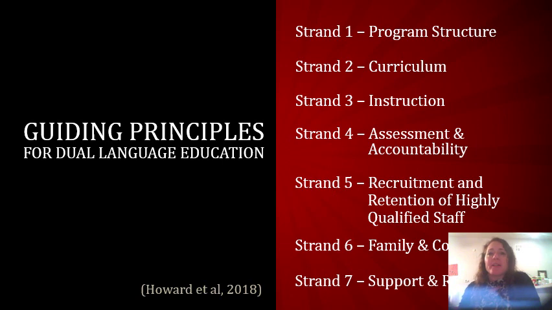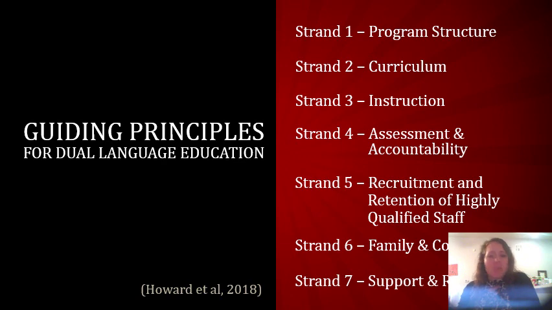The 5th strand is culture and professional development. It's recruitment and retention of highly qualified staff. And so building that culture and that high quality professional development and that continual professional development, that is what you would measure on that fifth strand to see how you are doing. The sixth strand is family and community.